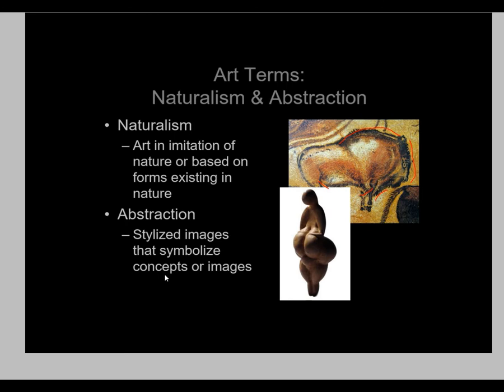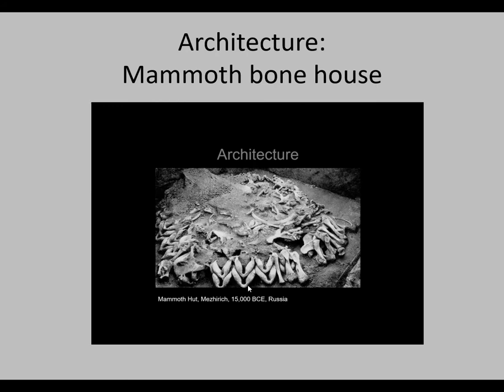All right, so from terms we're going to use naturalism, I just talked about that. It is imitation of nature based on what's already in existence. Abstraction is more like the female figures that we looked at. It's stylized, and it symbolizes concepts, possibly fertility or whatever it's supposed to be.